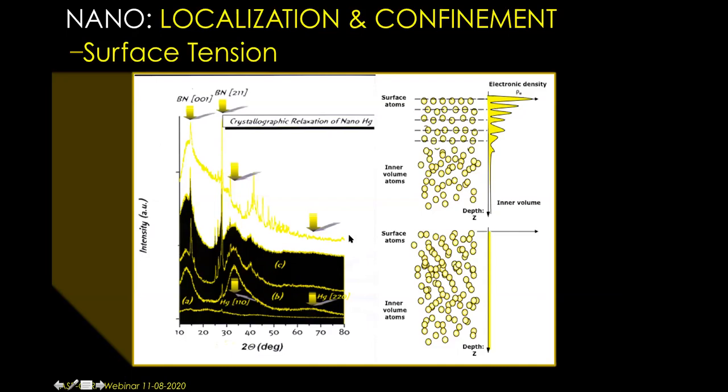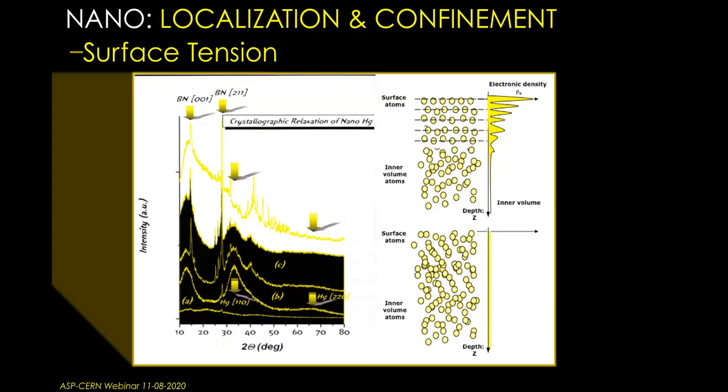Which means with time, the mercury releases that pressure and transfers it to the boron nitride, which initially was slightly crystalline, but it becomes highly crystalline at the end. And as you can see, these peaks are very sharp. What does it mean? Yes, correct. The boron nitride becomes highly crystalline because the mercury releases that pressure on it.